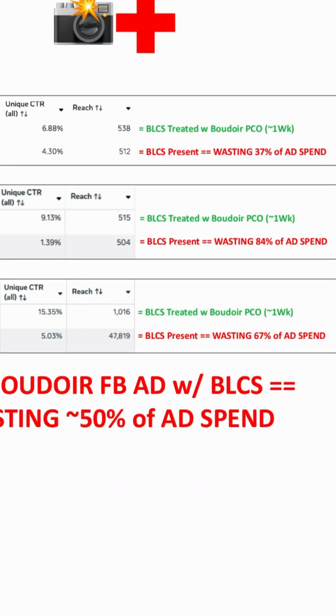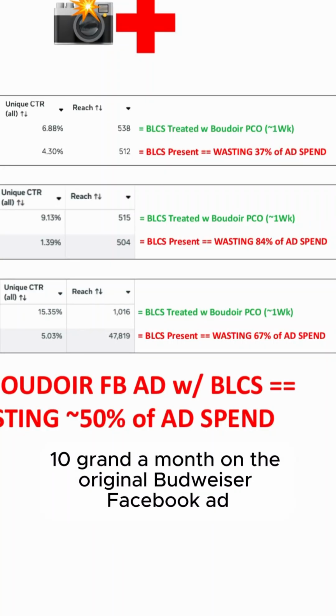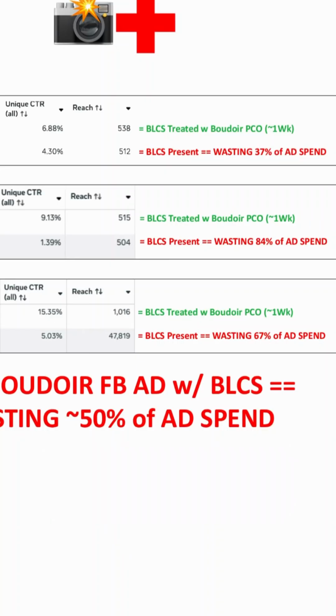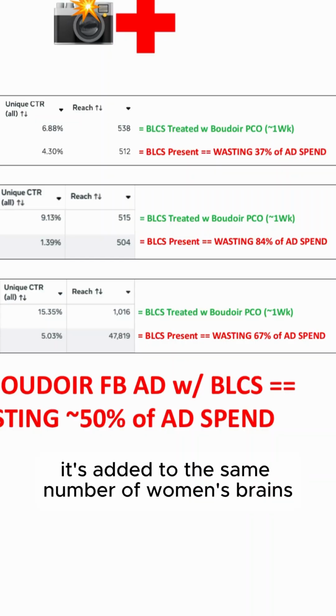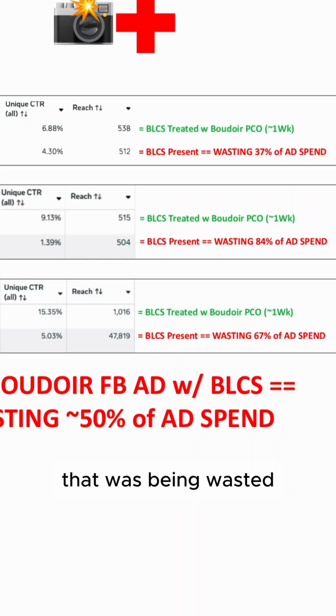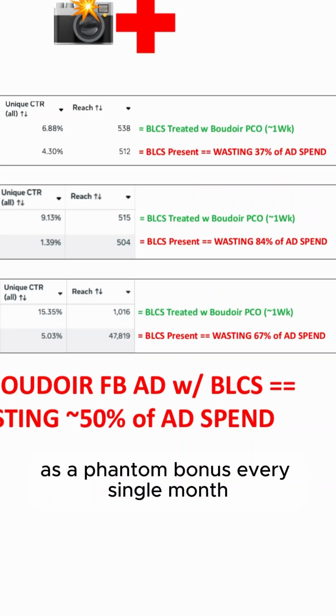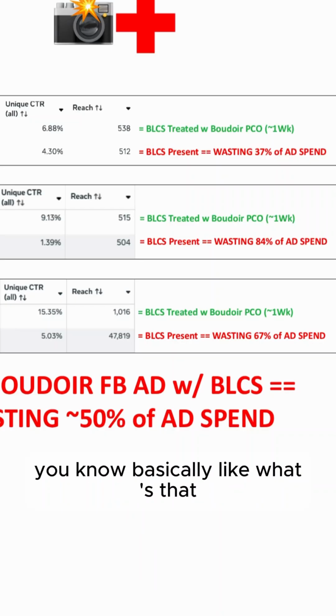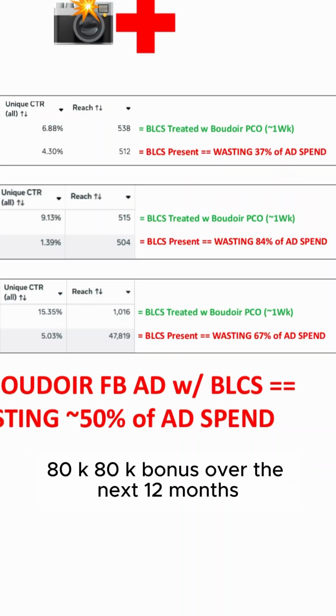And as a result, if he spent 10 grand a month on the original Boudoir Facebook ad, then now he only has to spend 3,300 bucks a month on the Boudoir Pico treated ad, and he gets to add into the same number of women's brains in both scenarios. But now that 6,700 bucks a month that was being wasted is eliminated, back in his pocket. He doesn't have to spend it as a phantom bonus every single month. Basically, what's that, 80K bonus over the next 12 months.